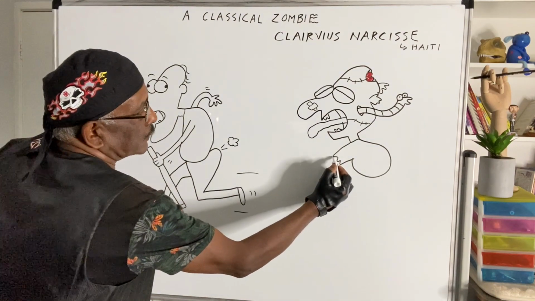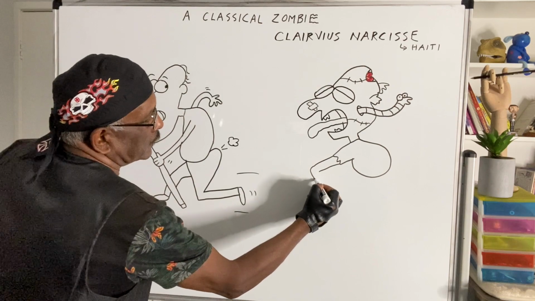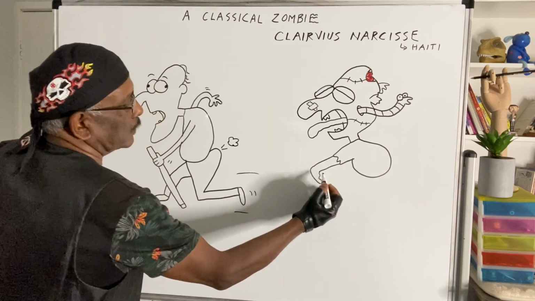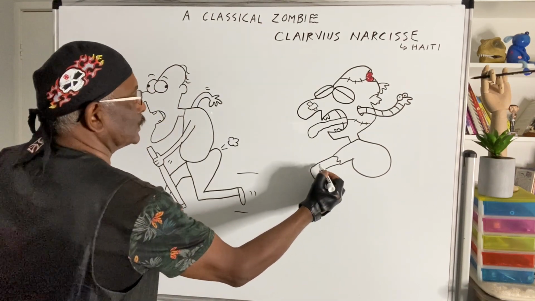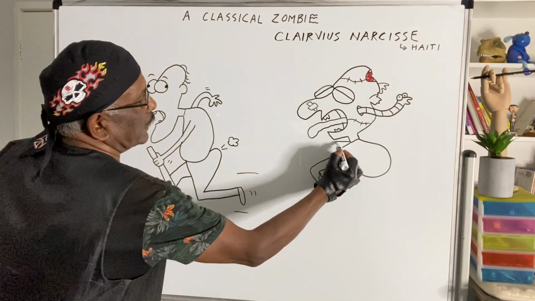Okay, now that's right. So you got the hands here and some fingers coming down this way. All right, then maybe another finger there, maybe. All right, and the other hand over there.